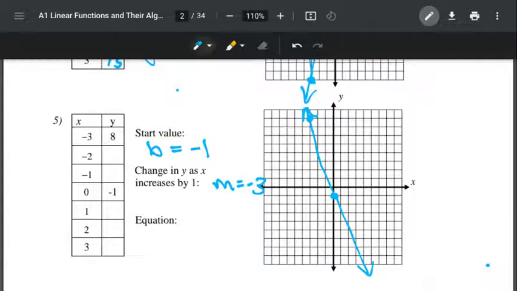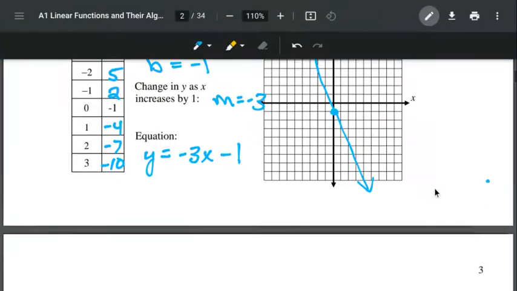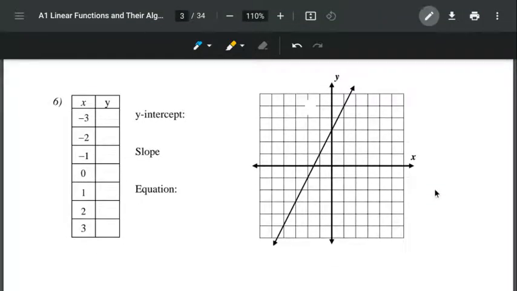So now I'm going to fill in the rest of my table. I'm just decreasing by 3 as I go. And now I'm going to fill in my equation. y equals mx plus b. y equals negative 3x minus 1. Okay, move on to the last page in our notes.